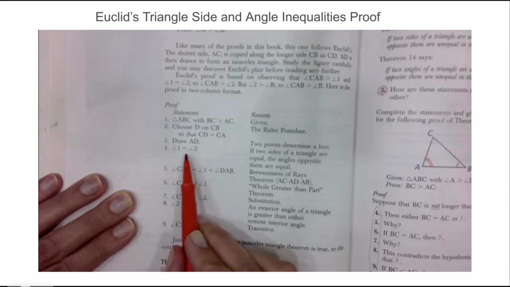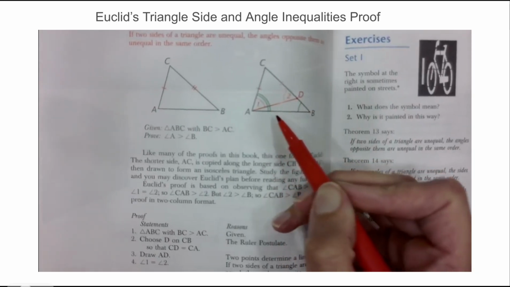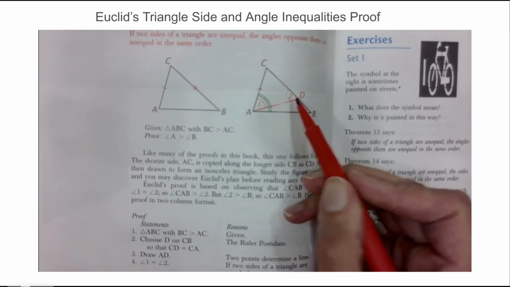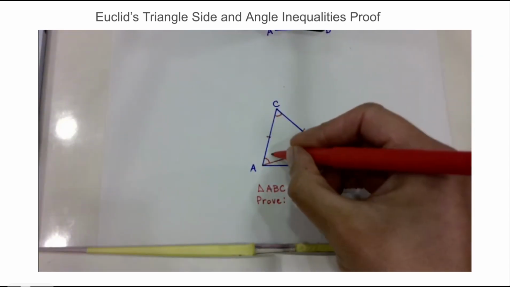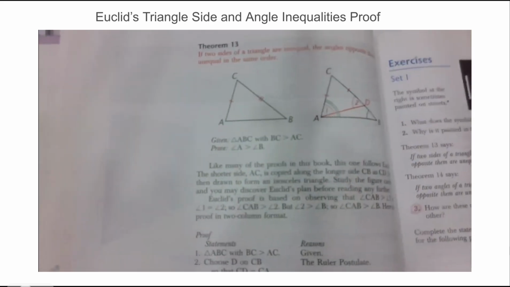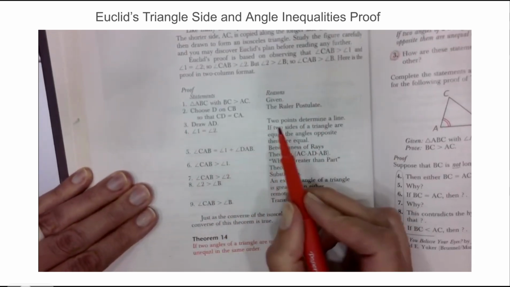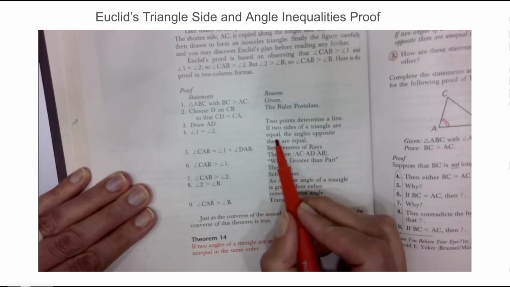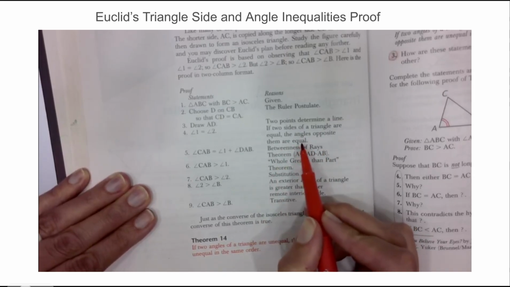Angle 1 is equal to angle 2. So let's go back and look at our book. This angle in our equilateral triangle is called angle 1, and this angle is called angle 2. And are they equal? Yes, because we know it's an equilateral triangle. So let's see the reason they give us. How do we know that these angles are equal? If two sides of a triangle are equal, the angles opposite them are equal. So we had equal sides, and therefore the angles across from them were also equal.